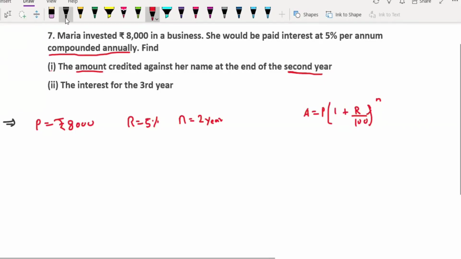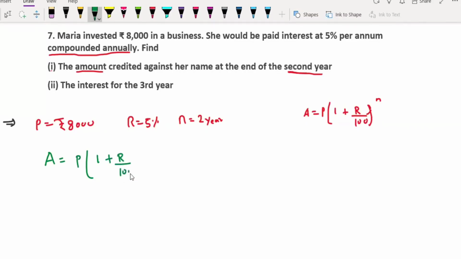So let us apply the formula and substitute the values. Let us write down the formula once again: amount is equal to principal of 1 plus r by 100 whole to the power of n. As they're asking to use compounded annually, that's why we are using the compounded annually formula. So principal is our 8,000, 1 plus r stands for rate of interest, which they give as 5 by 100, and whole to the power of n. What is your n value? That is 2, 2 years.